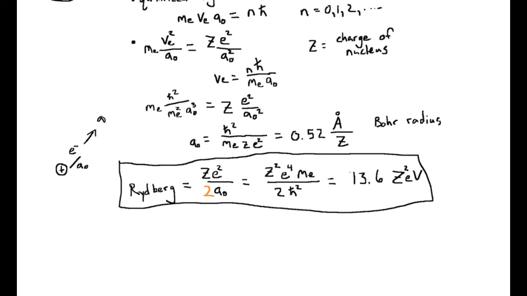13.6 electron volts is up in the ultraviolet range of the spectrum, and the process of absorbing a photon to ionize an atom is called photoionization. So this is the energy required to photoionize hydrogen from its ground state. It's a Rydberg.